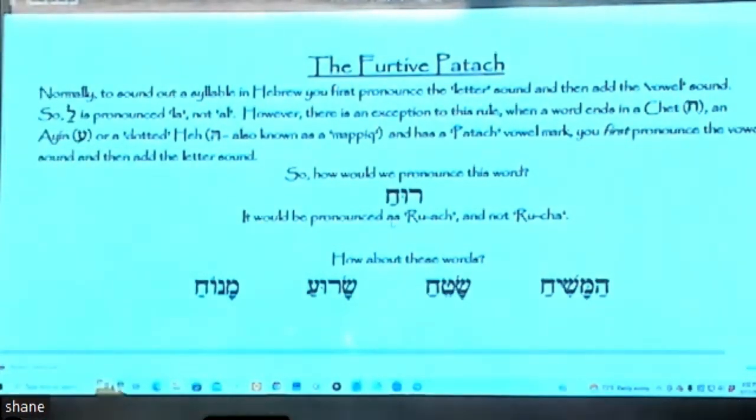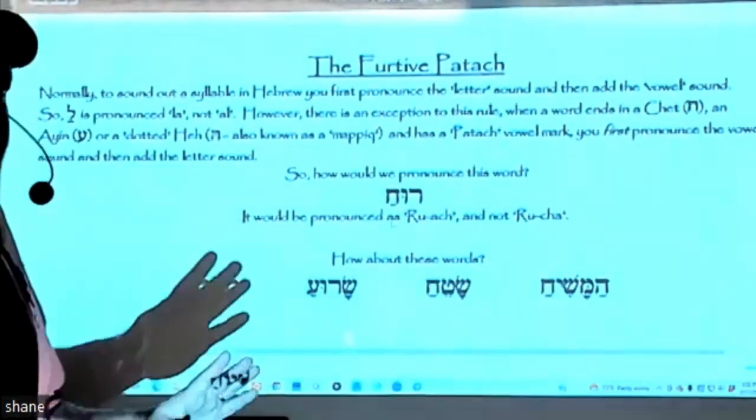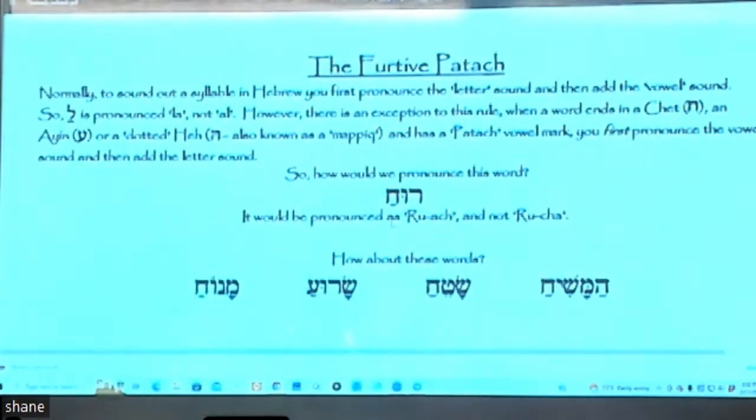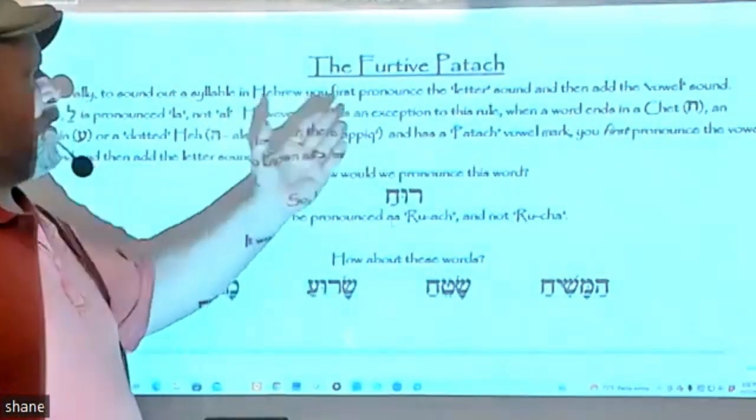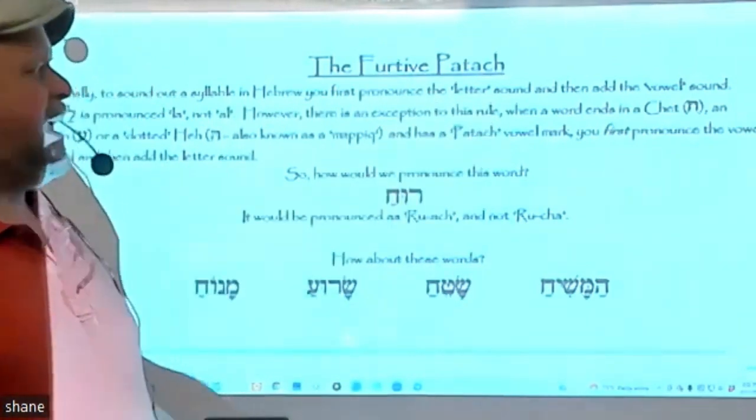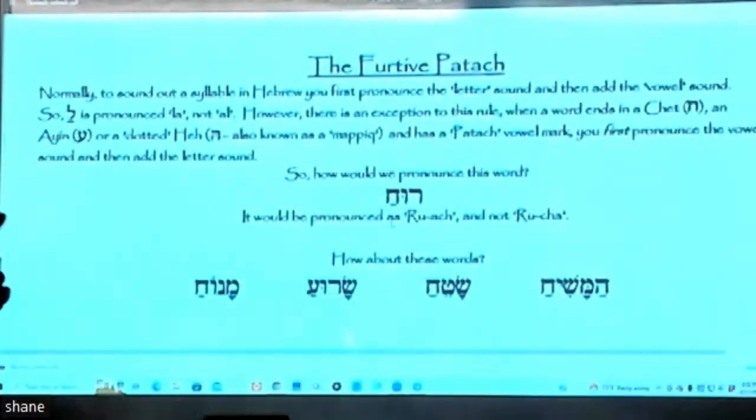So what is a furtive patach? It is a little mark that, when we have a particular rule in place, is going to change the sound or the way that we do things. Normally, like it says here, to sound out a syllable in Hebrew, we first pronounce the consonant sound, and then we add the vowel sound afterward. So here we have the letter Lamed, and it's got a patach underneath it, right? So when we see that, we know to pronounce it as consonant sound, vowel sound.